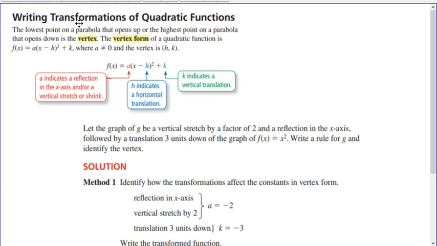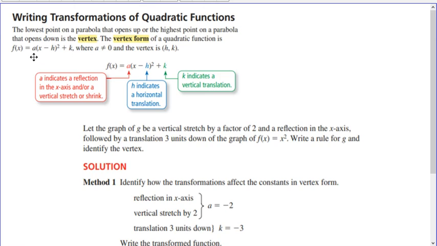We need to know how to write transformations of quadratic functions. Okay, when you have f of x equals a times the quantity x minus h squared plus k, this is known as vertex form because the h and the k tell you exactly where the vertex is going to be located. Your h tells you that the vertex has been moved left or right. That's your x value of your vertex. Your k tells you that the vertex has been moved up or down. That's the y value of your vertex.